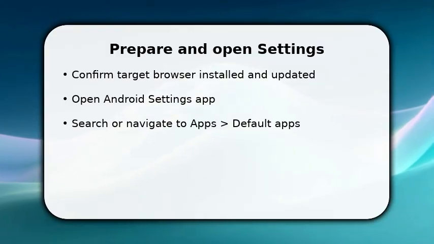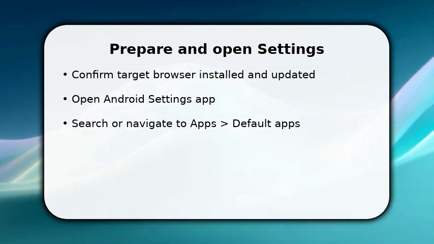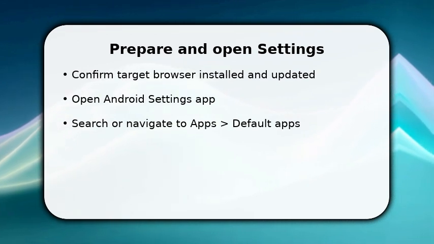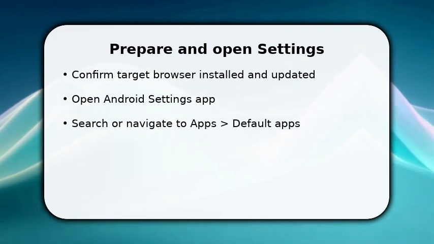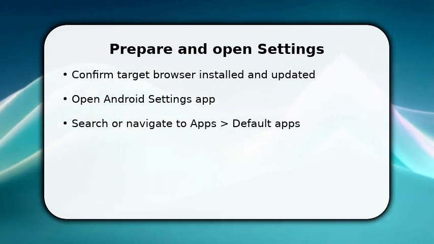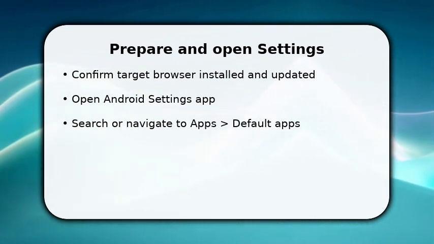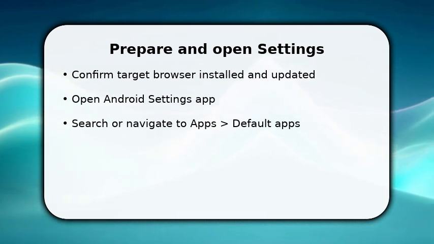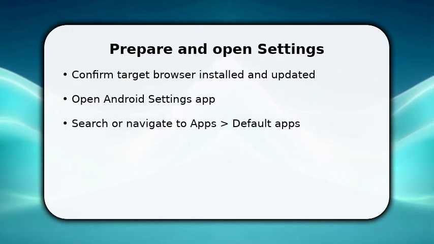You start by confirming the browser you want is installed and up to date, because defaults require an existing app. Once done, open Settings and go directly to Apps or Installed Apps. This saves time. Next, tap the three-dot menu or search for Default Apps, because some Android skins hide that entry. Make sure you have Device Unlock ready. You may need it to change system defaults. This quick setup gets you to the exact control panel to change your main browser.